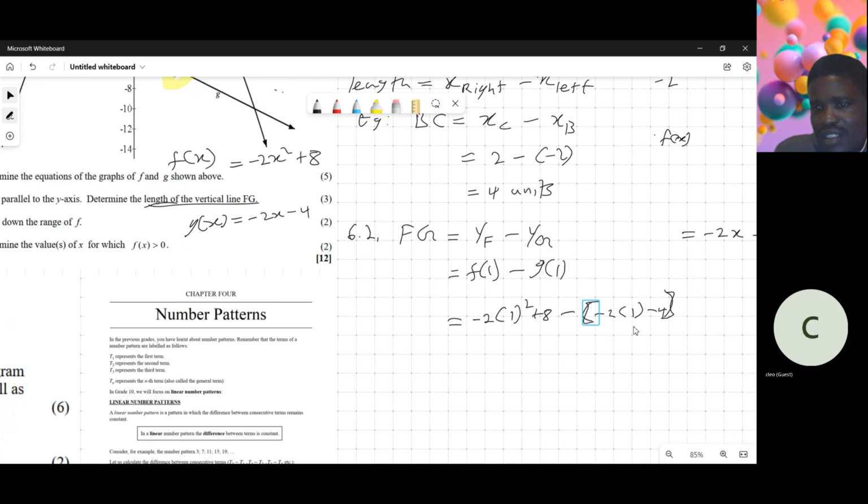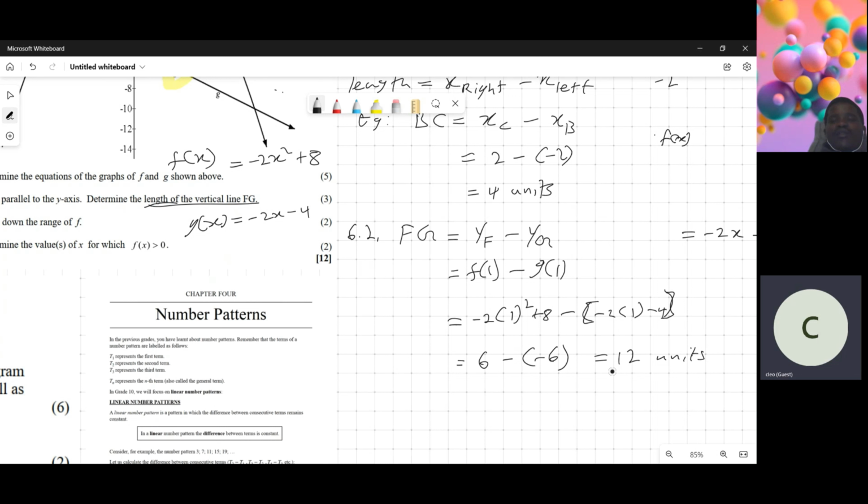Then you can take your calculator and do your magic. So what we see here, it's negative 2 plus 8, that is 6, minus negative 2 minus 4, that is negative 6. So open brackets, negative 6. What I find is 12 units. Did you get 12 units here with your calculator? Yes. So that is the length of FG.